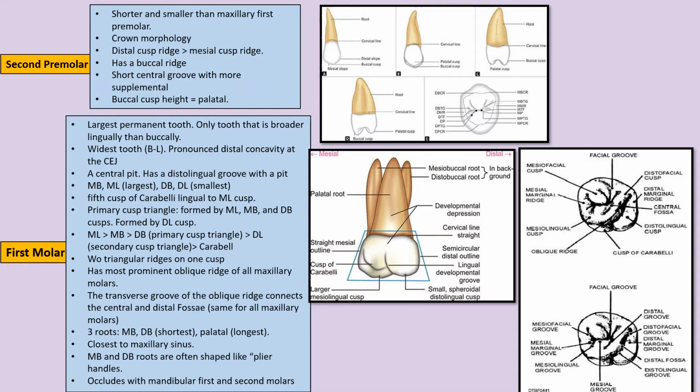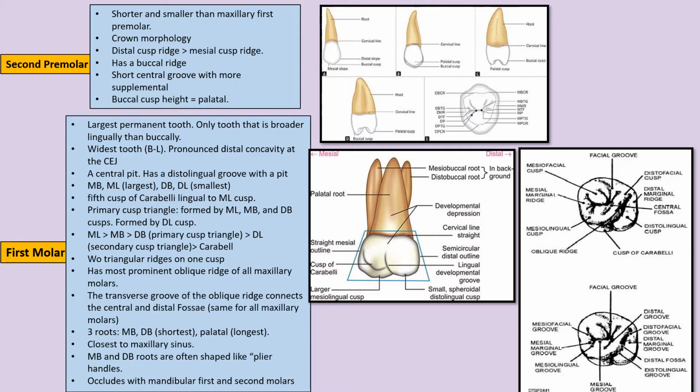Now the maxillary first molar, we know it's one of the largest permanent teeth. It's the first maxillary tooth to erupt. Widest tooth buccolingually. So if they ask you which is the widest tooth buccolingually overall, it is the maxillary first molar. But the widest tooth buccolingually within the anteriors is going to be the canine. Only tooth that is broader lingually than buccally, with a pronounced distal concavity at the CEJ with a central pit. Has a distolingual groove with a pit.